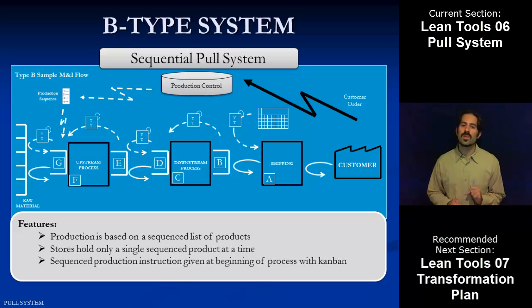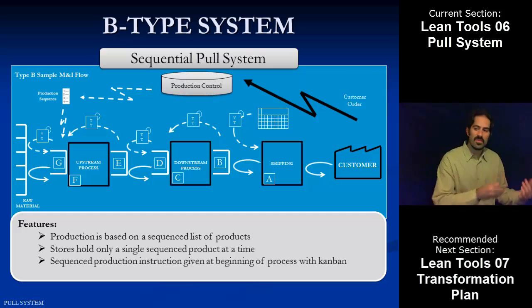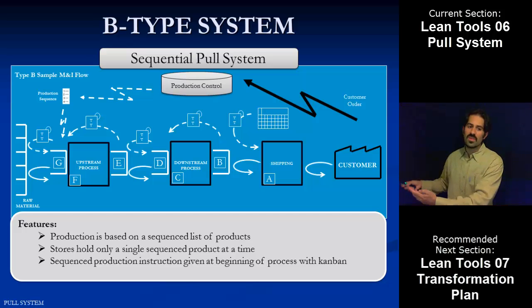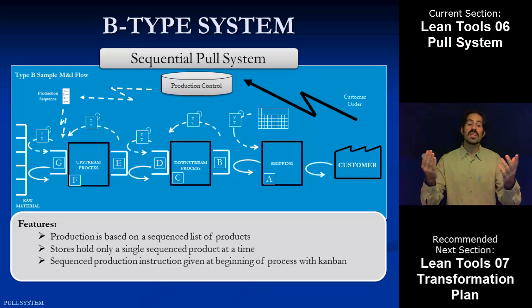The difference with the B-type system is when it gets to the very head of the line, in the last example, the fabrication department, instead of just going to the material stock and replenishing standard inventory in their store, they now have a production sequence that they look at and say, okay, the next one that needs to go down the pipe is a type B unit. And that's what they build and that's what they send.